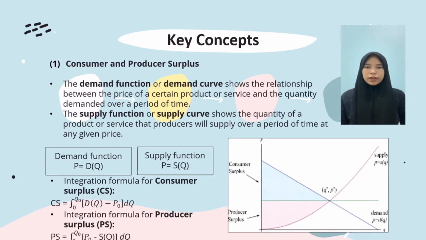So the formula for the demand function is P equal to D(Q). For the supply function, P equal to S(Q). The integration formula for consumer surplus is the definite integral of demand minus price, dQ. And the integration formula for producer surplus is the definite integral of price minus S(Q).